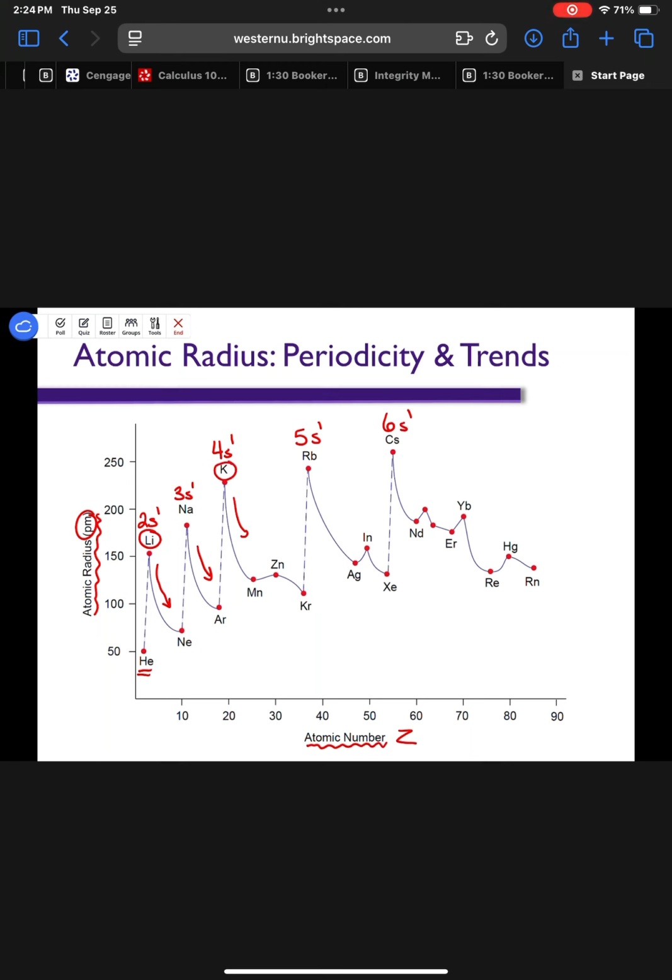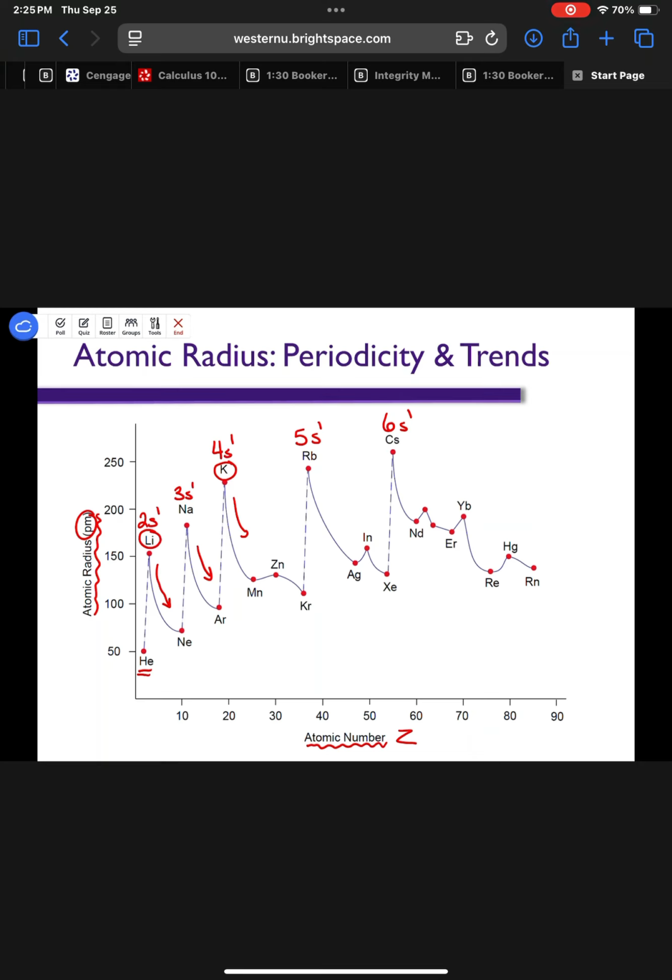As we go across the periodic table from potassium, it gets smaller and smaller. And then we see something funky happening around manganese. If you look on your periodic table, what block of the periodic table is manganese in? Go ahead and just shout it out. D.